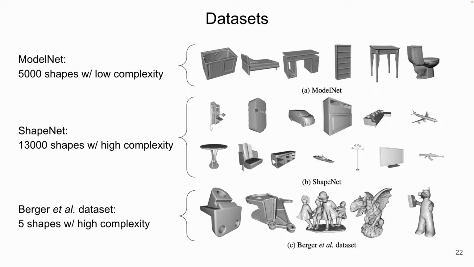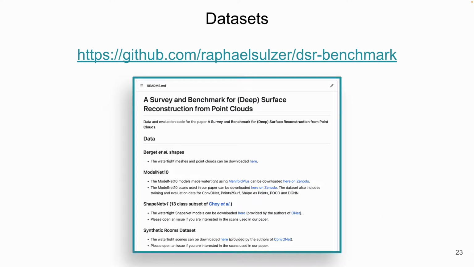So here we can see some examples of these datasets. We have relatively simple shapes in the top row from ModelNet, slightly more complex shapes from ShapeNet, and then the small dataset from Berger et al., which we use for testing. And links to these datasets are available on the GitHub repository DSR benchmark, which stands for Deep Surface Reconstruction Benchmark. And I will now quickly present some of the results of this benchmark.